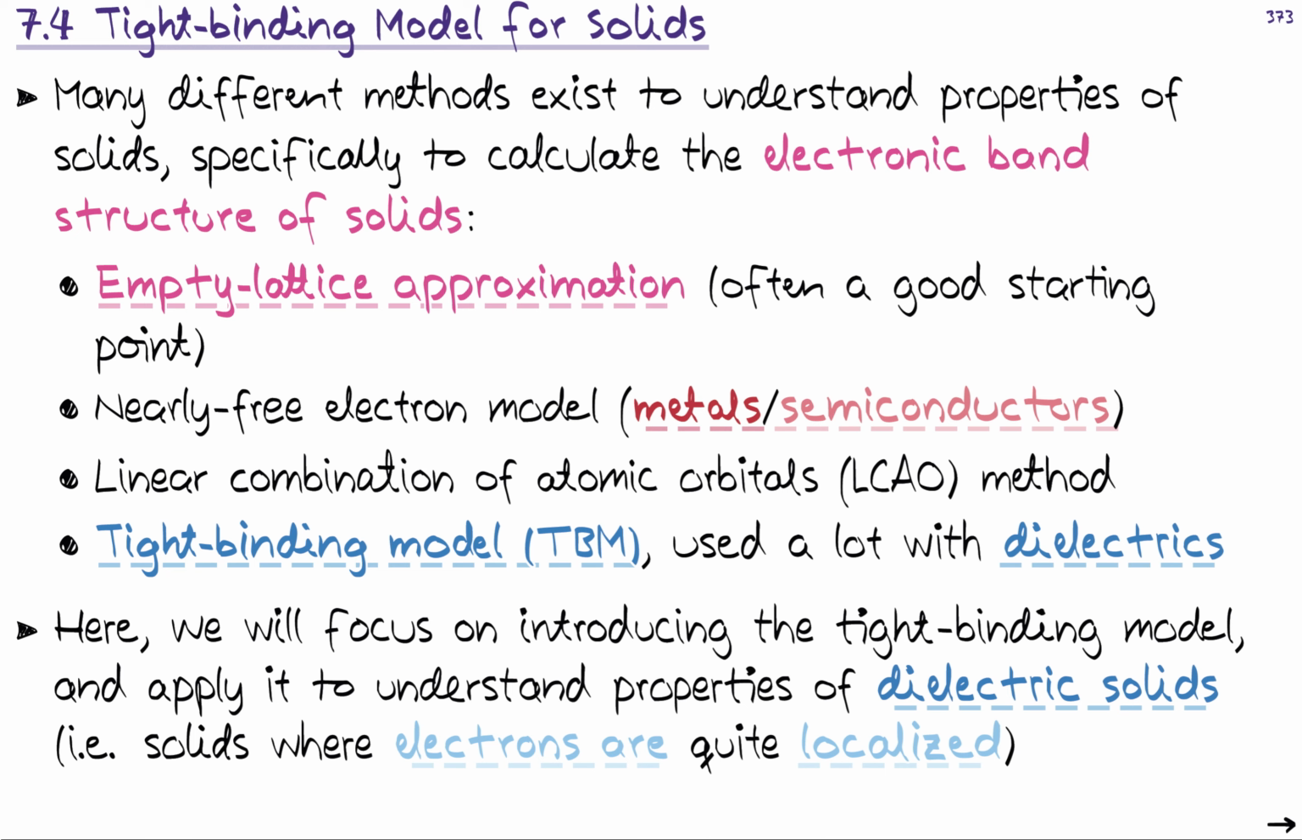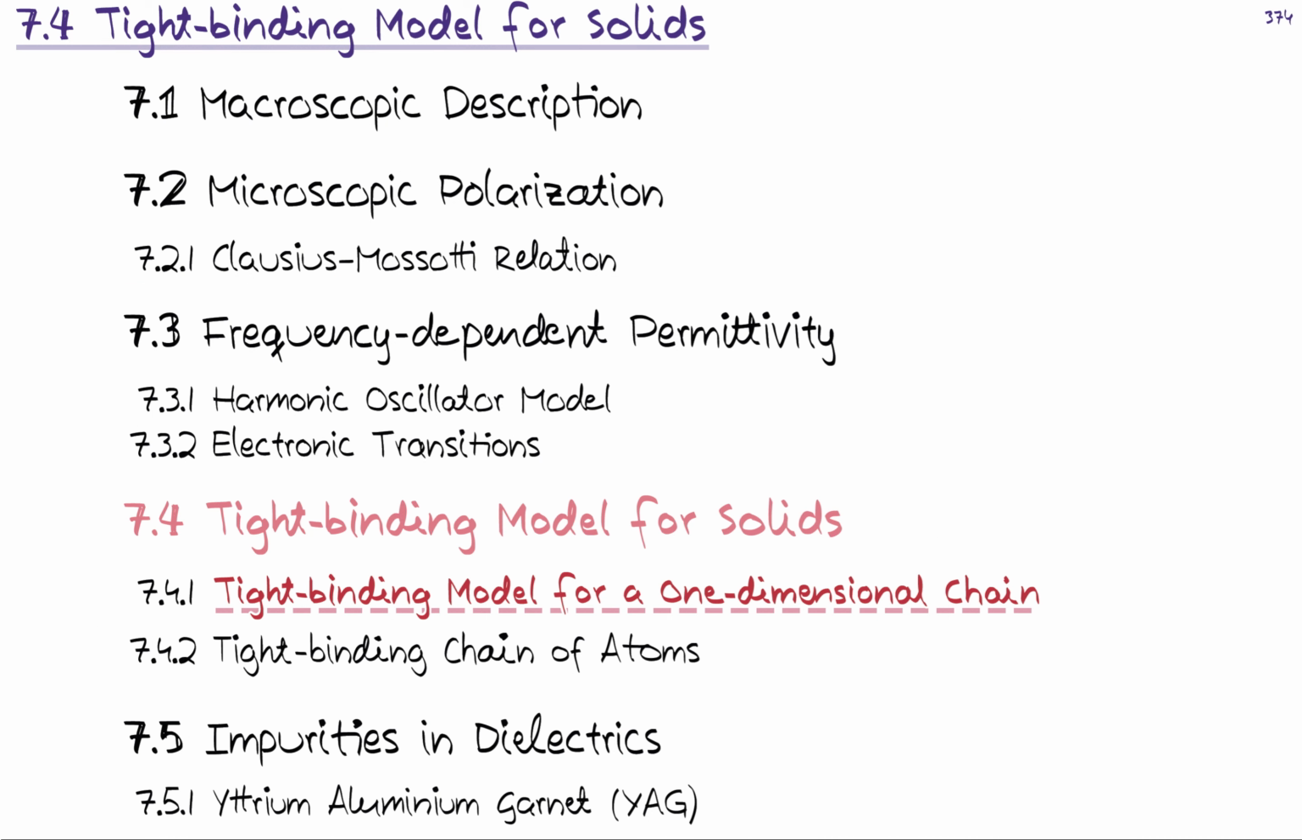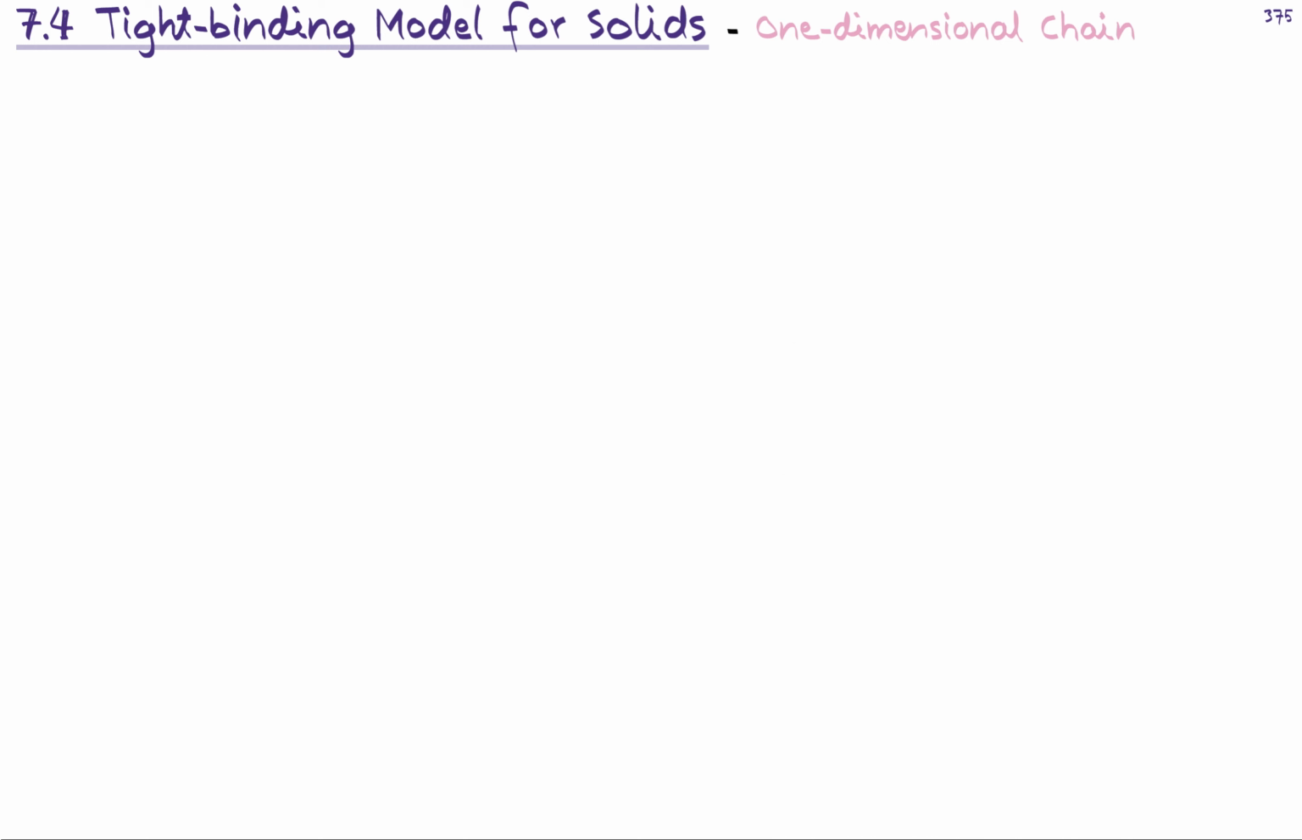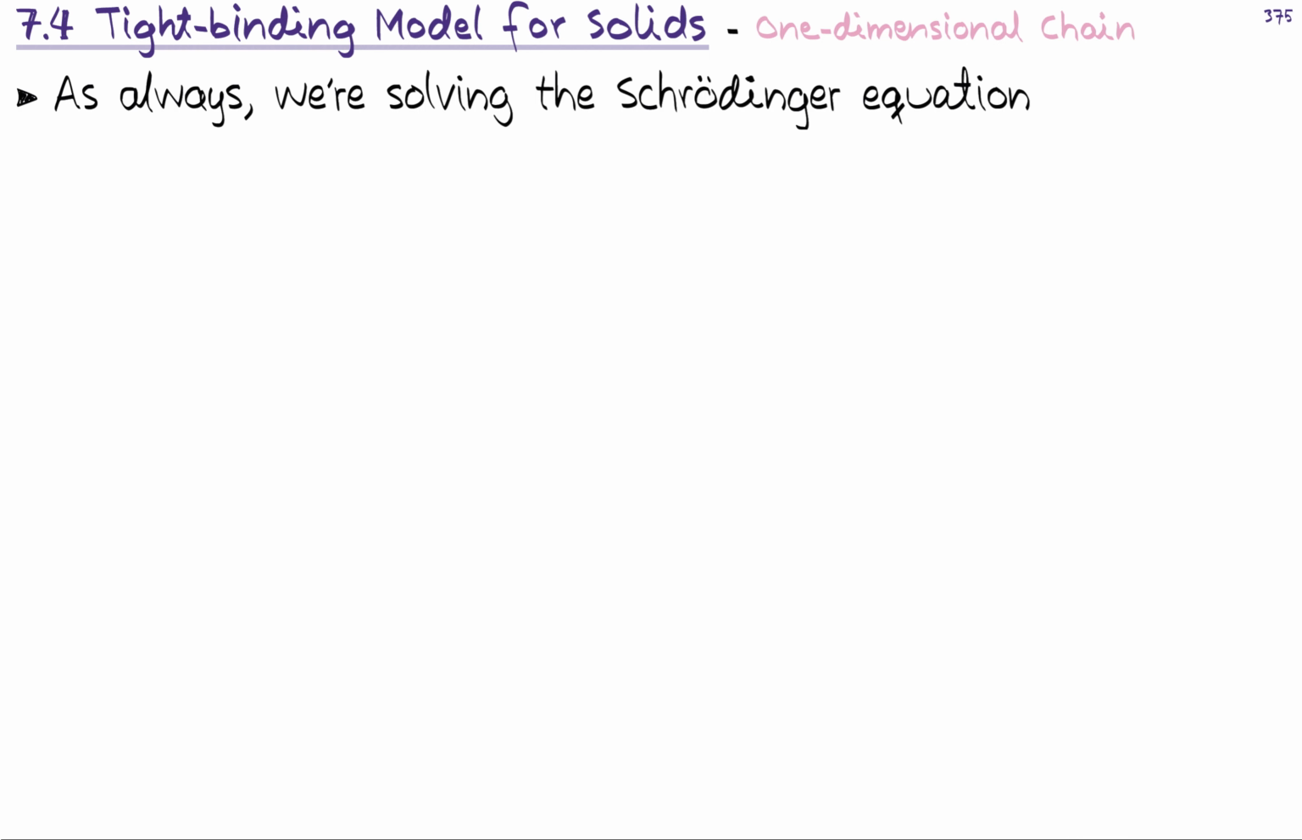And let's now get started with the first part of the lecture, the first lecture where we are forming a tight binding model for a one-dimensional chain of atoms. And as I promised, we always start with the Schrödinger equation, as with all the techniques and methods that we have introduced in order to understand solid state materials.